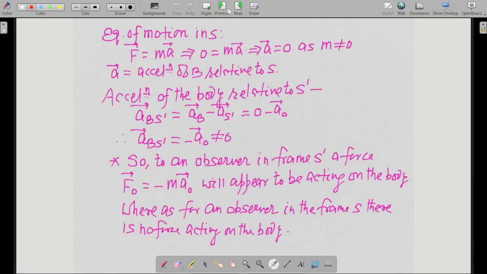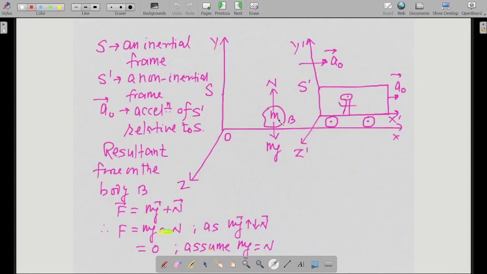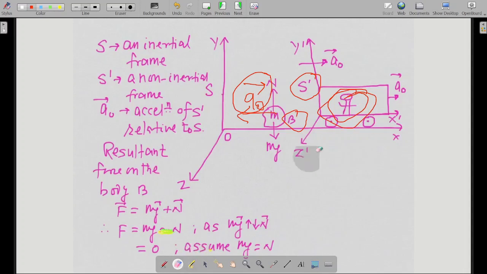Now what will the force be equal to? What is the acceleration of this body B with respect to S prime? To an observer in the frame S prime, the acceleration of this body B is a naught in the backward direction. Okay, to this particular observer sitting over here, the acceleration of body B is a naught in the backward direction, as it is itself moving in the forward direction with a constant acceleration a naught. So it appears that this body B is moving in the backward direction with constant acceleration a naught to an observer sitting over here.